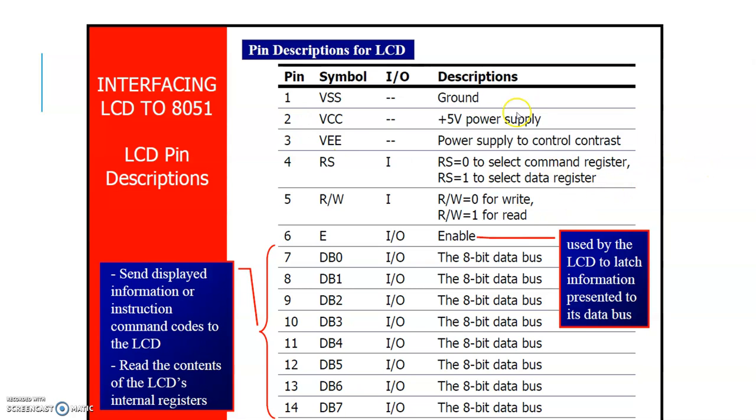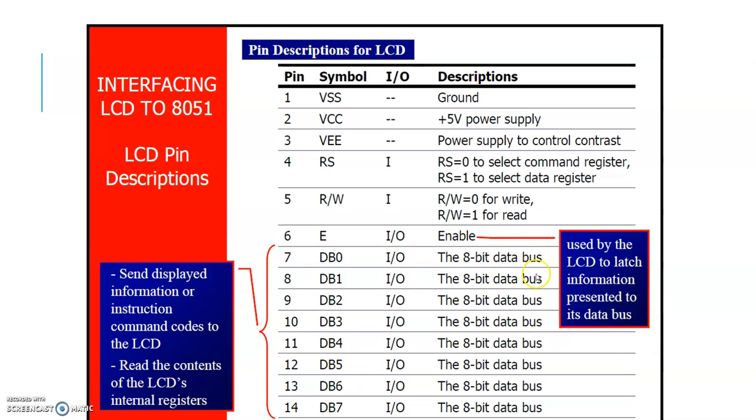Next is read bar write, that is, 0 is for write and 1 indicates read. And the enable pin is an input pin. Enable is used by the LCD to latch information present on its data bus. So to enable the LCD, it will latch the information that is presented in the data bus to the data pins.